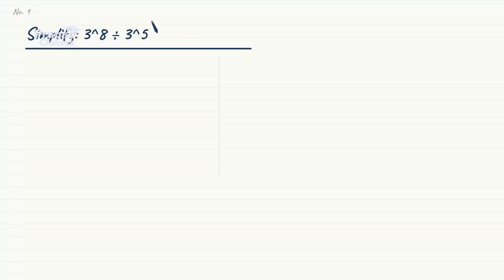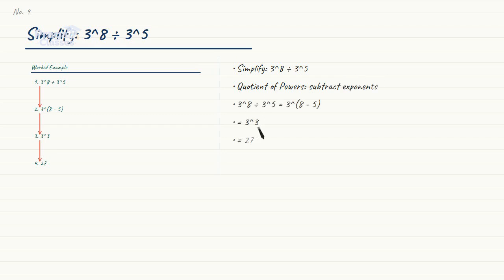We just added exponents when multiplying, so naturally, dividing powers with the same base means we subtract. Follow along while I draw this. 3 to the 8th divided by 3 to the 5th. Same base of 3, so we keep the base and subtract the bottom exponent from the top. 8 minus 5 gives 3. That leaves us with 3 cubed. And 3 cubed is 3 times 3 times 3, 27.